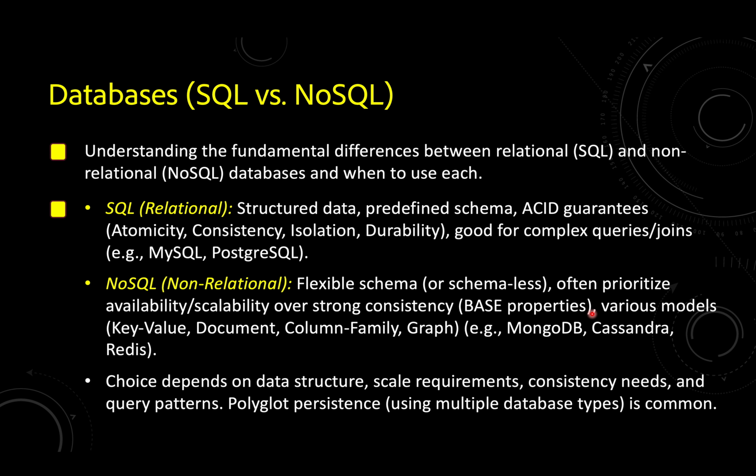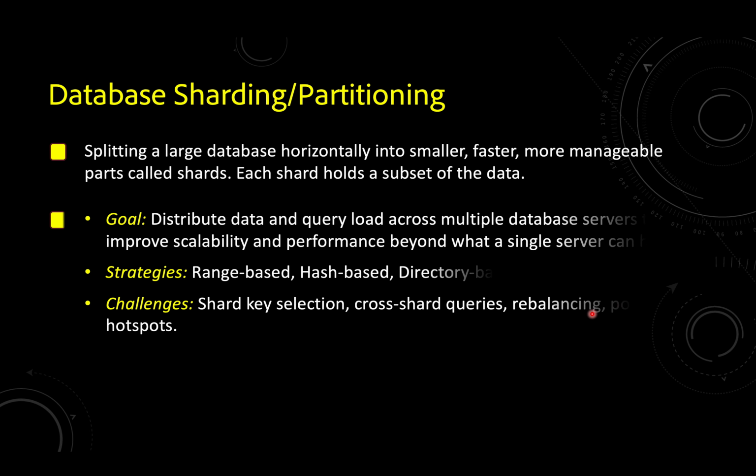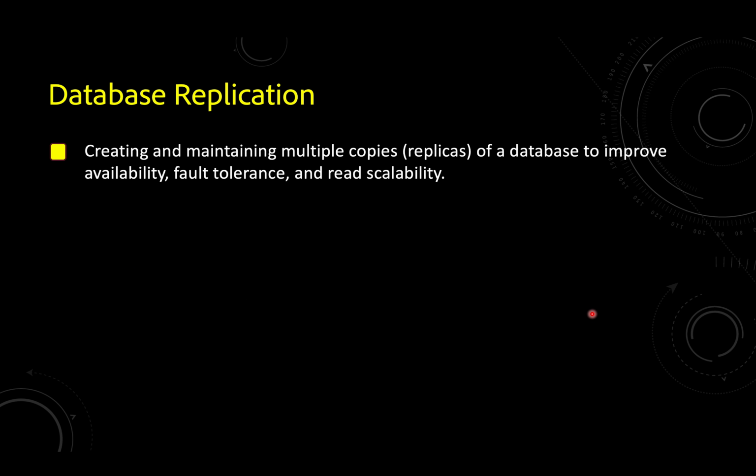Right tool, right job. Okay, databases get huge. How do we split them up? Sharding and replication. So sharding, or partitioning, splits the data horizontally. Puts different rows on different servers based on some key, like splitting a giant phone book by last name initial. Spreads the load, speeds things up. Exactly. Replication is about making copies. You have a primary database and replicas.